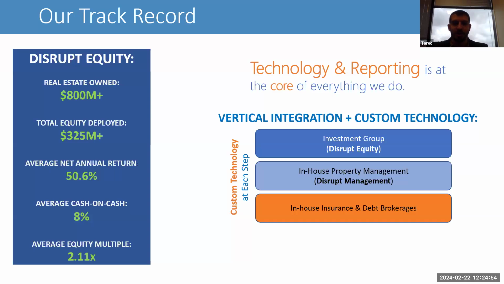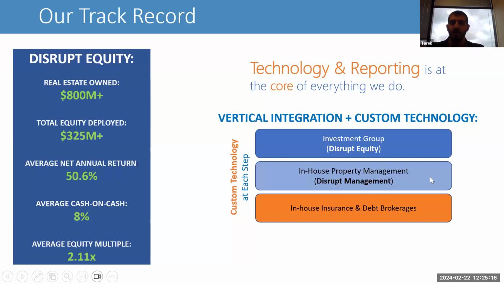We like to err on the side of caution, underwrite very conservatively, and assume the worst case scenario. And if we can fare well through the worst case scenario, when times are good in the market, we expect to outperform that expectation. And along the way, we've provided on average about 8% cash on cash. That's what most people want. And for a total equity multiple return on average of about 2.11x over the life of the deal.